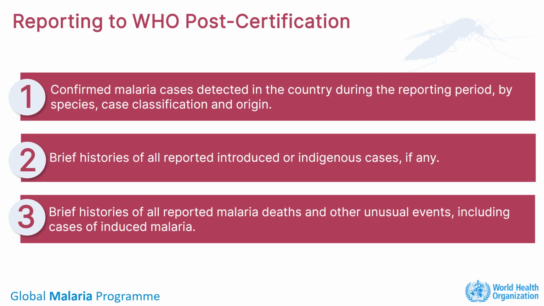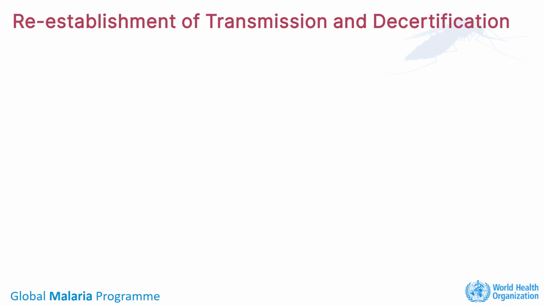This information permits WHO to report back to the World Health Assembly on one of the goals of the Global Technical Strategy for Malaria 2016 to 2030, that is, the prevention of re-establishment of malaria in all formerly endemic countries. It also enables WHO to quickly assist countries that show evidence of reintroduction of malaria to prevent re-establishment. Finally, certification of malaria elimination can be lost should malaria transmission be re-established.